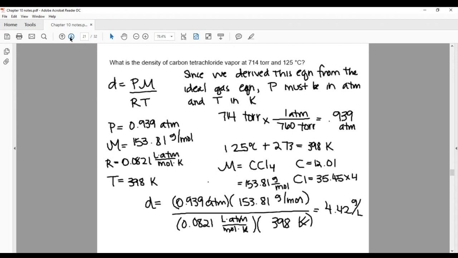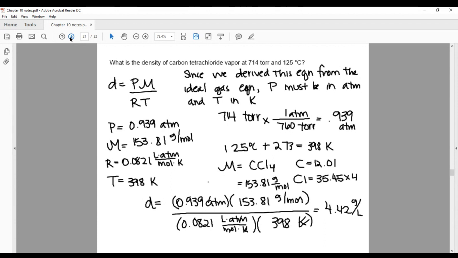So now I plug it in: pressure times molar mass divided by R times temperature. You'll notice that everything cancels out except grams and liters. So my unit for density is grams per liter, because density, remember, is mass per volume. So the density of carbon tetrachloride gas at 714 torr and 125 degrees Celsius is 4.42 grams per liter.